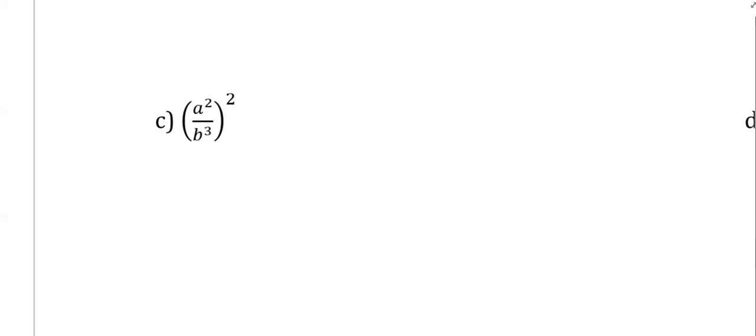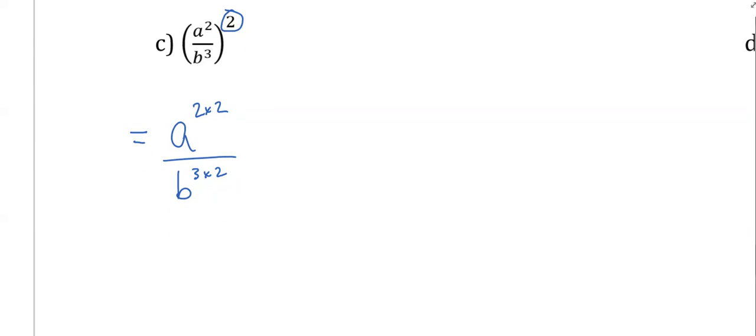Okay, two more examples, and they're similar, but they have one important difference. And again, you can look at them both together and reflect on how they're the same and how they're different. This one, I take this 2 and I apply it to both the top and the bottom. So this is a to the 2 times 2 over b to the 3 times 2, which is a to the 4 over b to the 6. That's a nice reminder of how you do exponents with fractions. The exponent applies to both the top and the bottom.